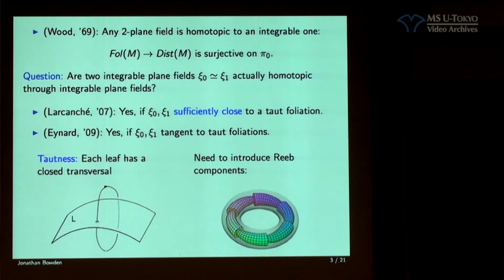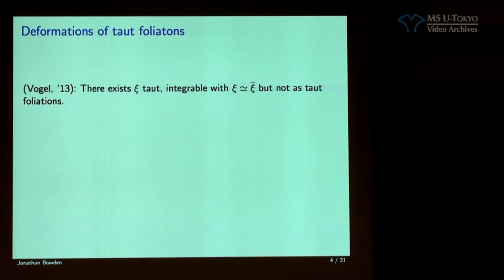So you have the natural question of whether you can replace a Lens result, whether you can replace two things tangent to taut foliations are homotopic through integrable plane fields, are they homotopic through taut guys? So that's the next question. And we heard in the previous talk, the answer is no.